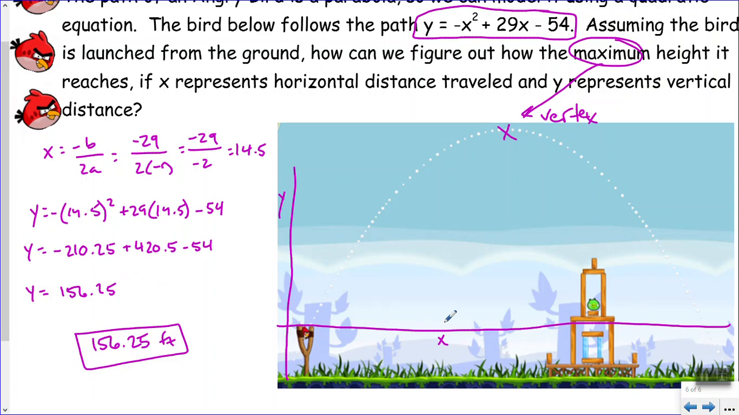Alright, so after substituting in that axis of symmetry, or that x value, we get a y value of 156.25, which means if we add some units in here, we're going to reach a maximum height at that vertex of 156.25 feet.